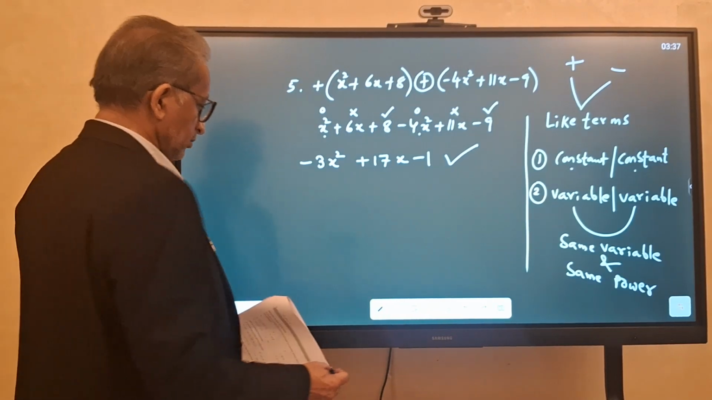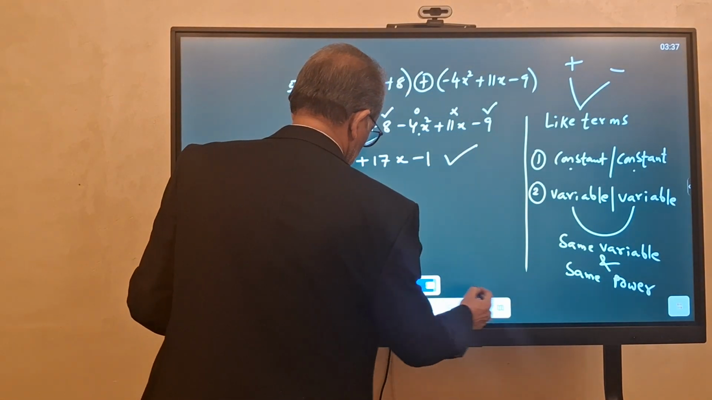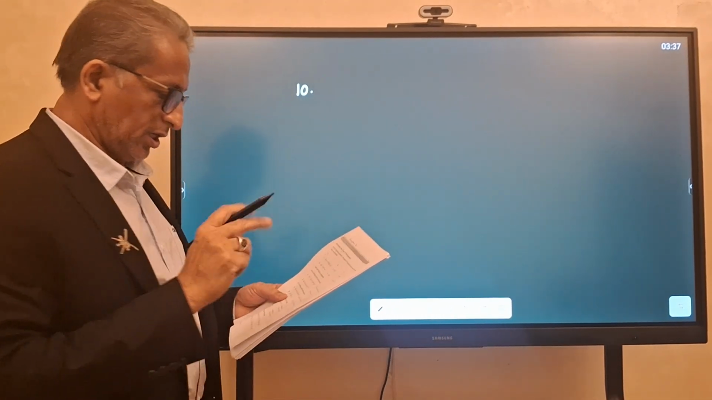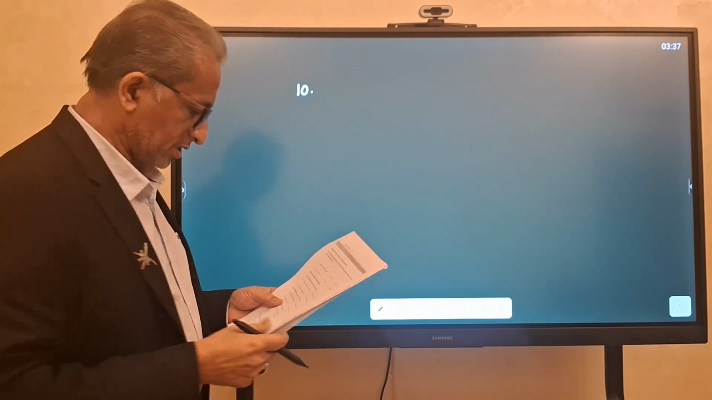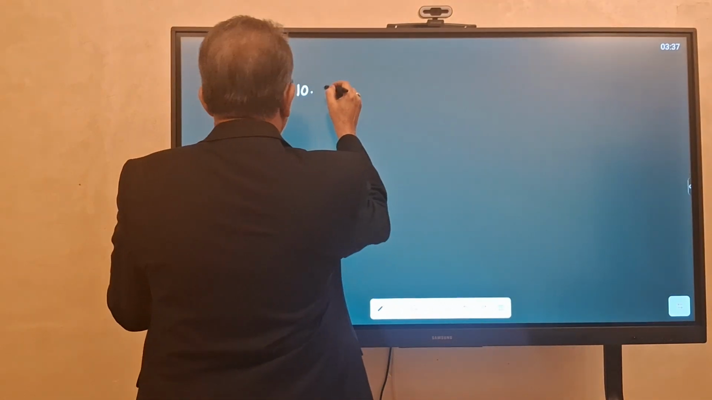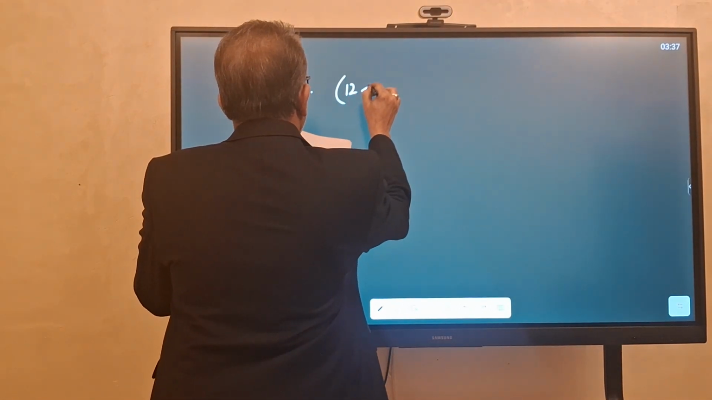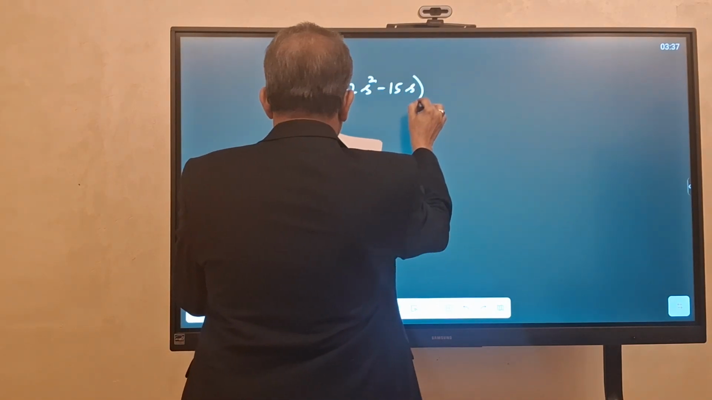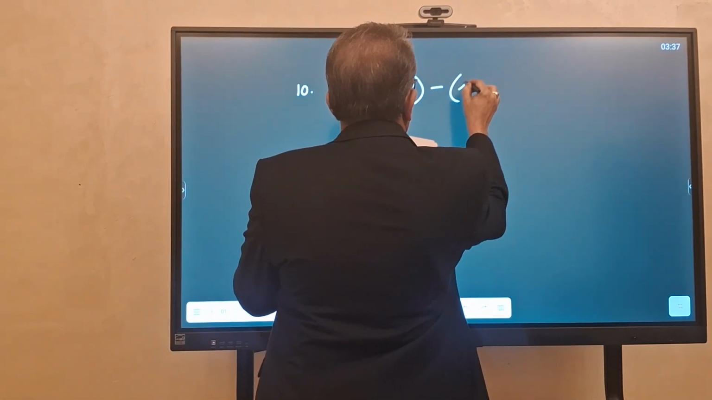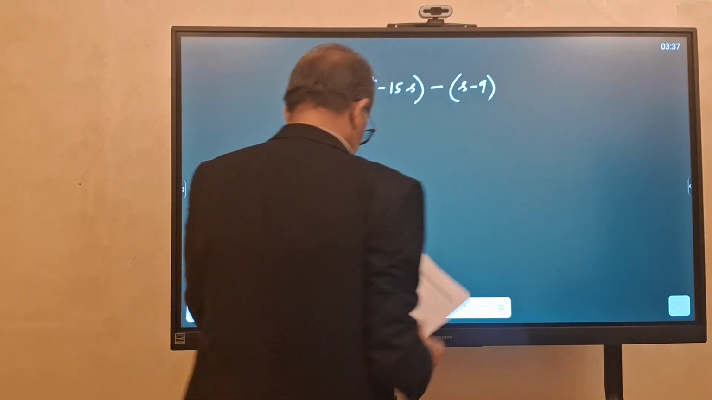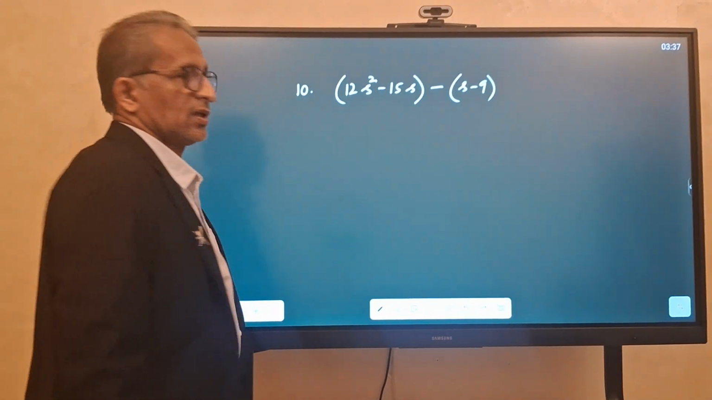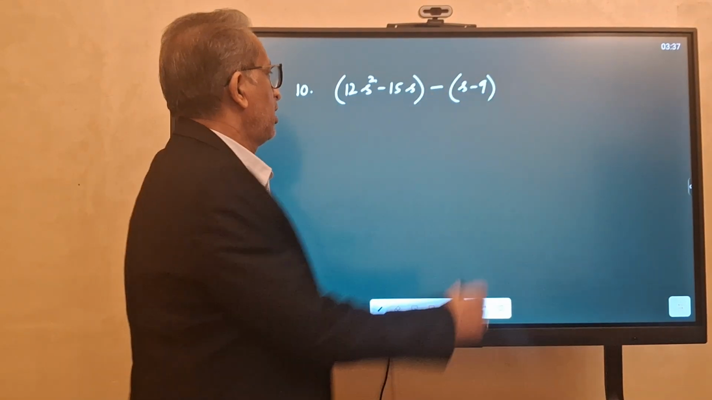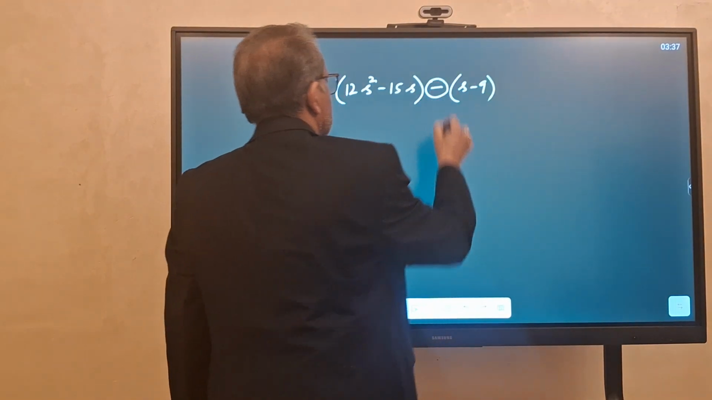Going to the next one, question number 10. 8, 9, 10, 11 are the same. Number 10, 12s square minus 15s minus s minus 9. Again, one polynomial, another polynomial, and what we are doing? We are subtracting.